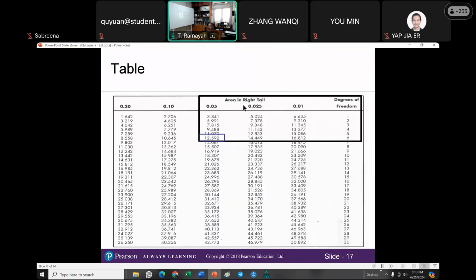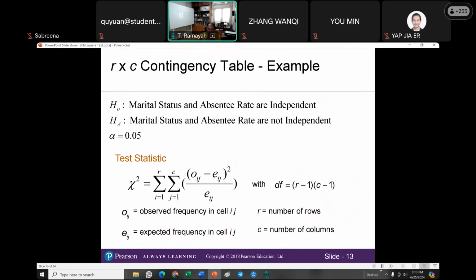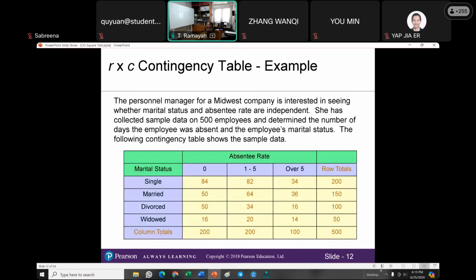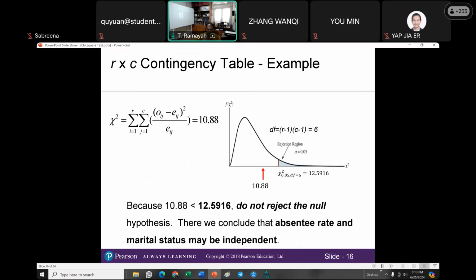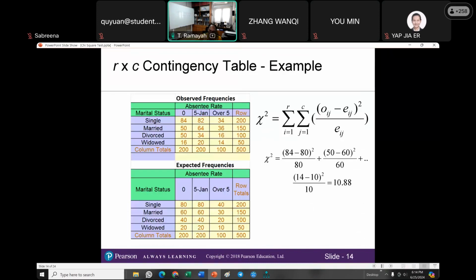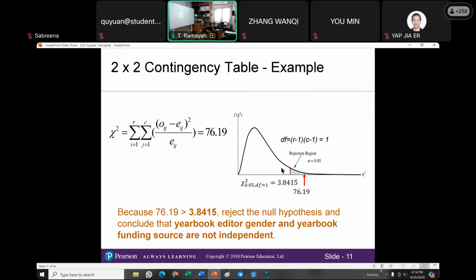In the chi-square distribution table, you get areas in the right tail. Let's say you want 0.05. Here we want an alpha value of 0.05, and degrees of freedom is 1, right? How do you get your chi-square value? By looking at this table, 0.05 with 1 degree of freedom, your alpha is 5%, and you get a critical value of 3.841. So what we will do now is draw the chart. This is your critical value.